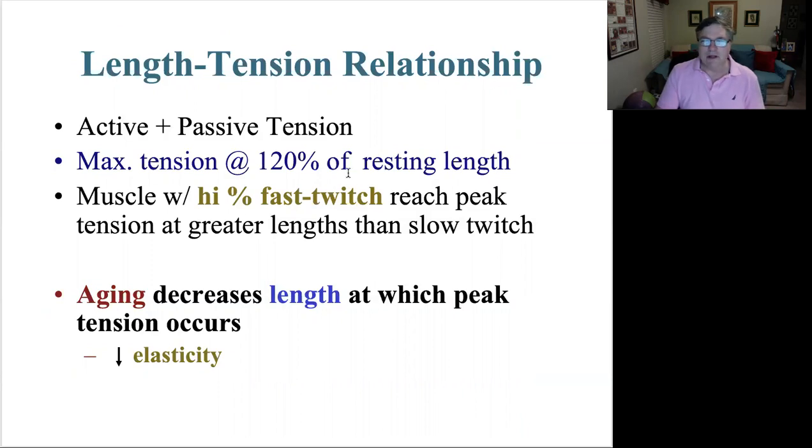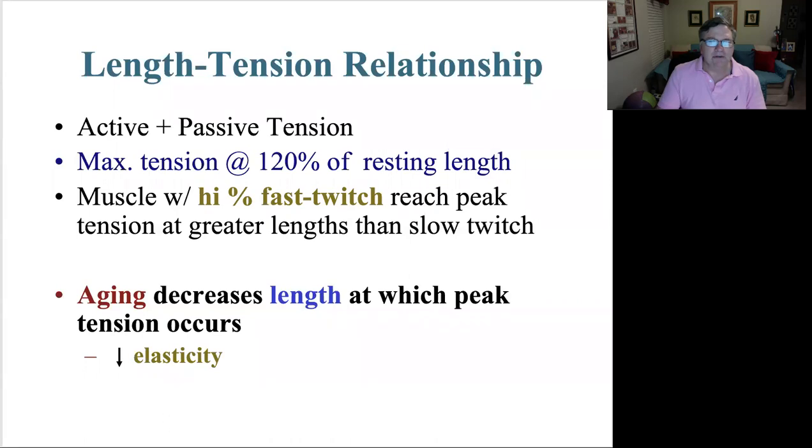Something interesting, muscles with a high percentage of fast twitch fibers reach peak tension at greater lengths than slow twitch. So what the heck does that mean? That means if someone scrunches or squats down before maybe a volleyball spike or a jump shot in basketball, or maybe a shortstop going to jump up to try to catch a line drive, if they have a higher percentage of fast twitch fibers, the more stretch they produce, the greater the amount of force they actually get out of it. So a person with a high percentage of fast twitch fibers gets more benefit from a wind up or a stretch, etc.